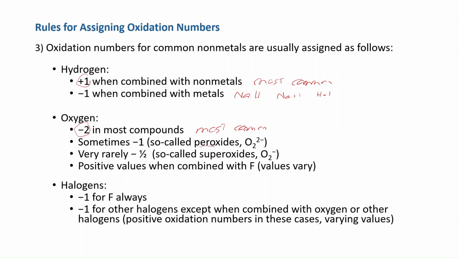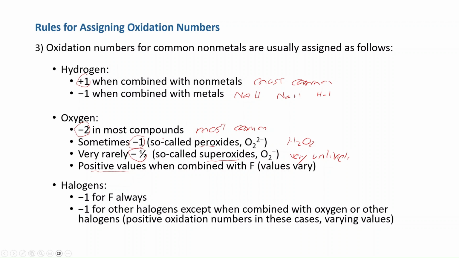In peroxides, remember we talked about hydrogen peroxide? Oxygen is only minus 1. I don't think you're going to run into superoxides. That would be minus 1/2, very unlikely. But you might run into a peroxide. And when you combine oxygen with fluorine, you're going to get positive numbers. But we're going to see how you determine, in this case, what is the actual oxidation number of oxygen. But remember, most of the time, it's going to be minus 2.